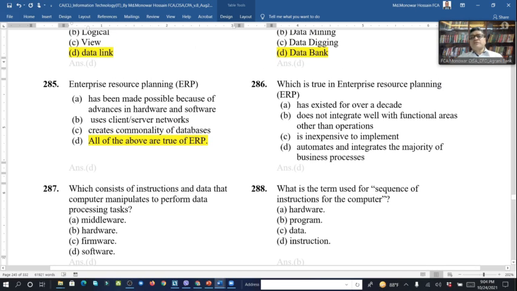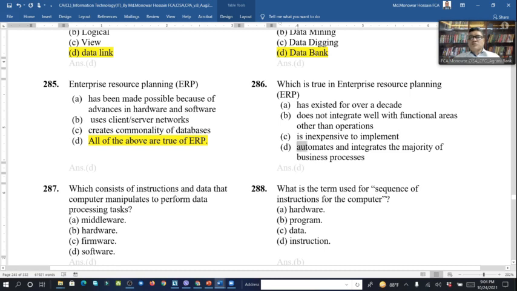Which is true for ERP, enterprise resource planning? Has extended over a decade, it is not true. Does not integrate with the functional areas, it is also false. ERP is inexpensive in implementation, it is also false. So the answer is D.